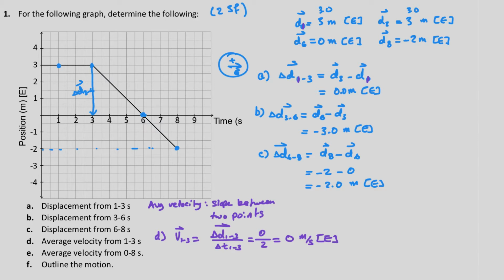For the next one, I'll do that maybe in a different color. Let's use pink. Average velocity from 0 to 8 seconds. So at 0 seconds, we're here. At 8 seconds, we're here. So we can use the rise over run method.